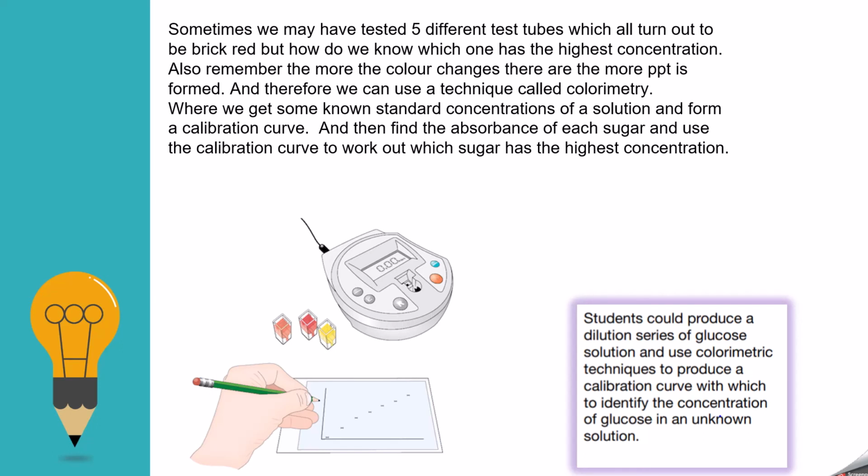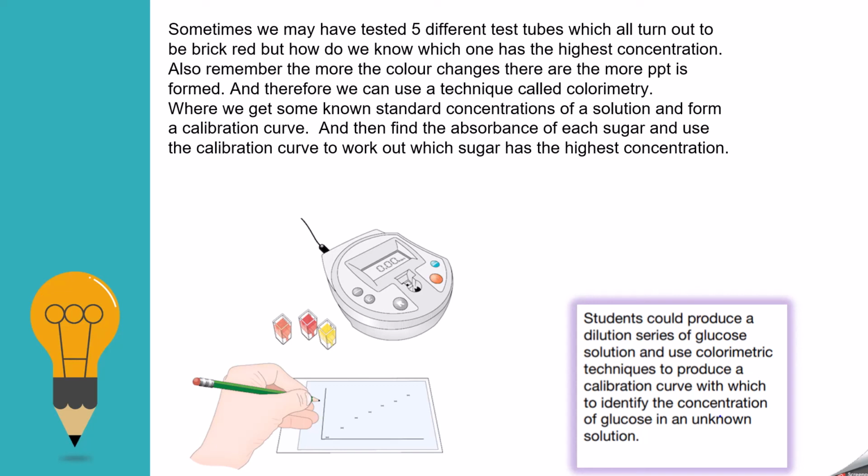Sometimes we may have tested 5 different test tubes which all turn out to be brick red. So how do we know which one has the highest concentration? Good that you asked. Remember, the more color change there is, the more precipitate is formed. Now we can use this concept of precipitate.